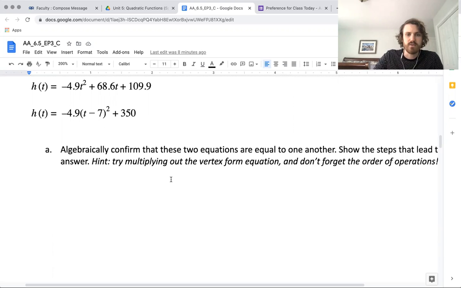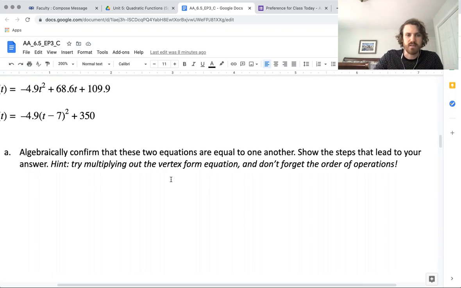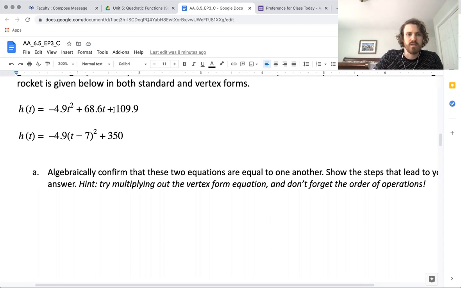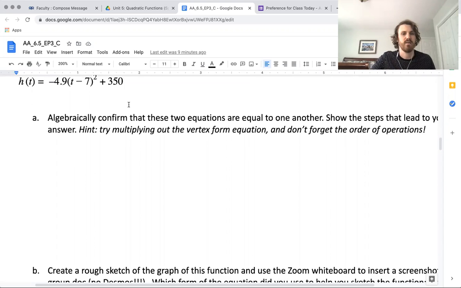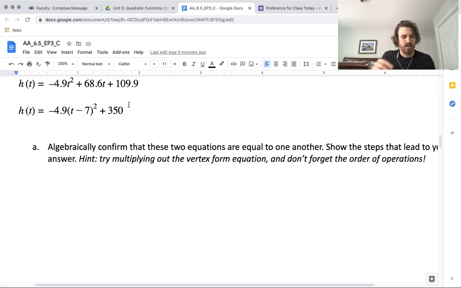Algebraically confirm that these two equations are equal to one another. Show the steps that lead to your answer. So one thing we could do is take the first one and complete the square to get the second one. But probably easier is to take the second one and multiply it out to get the first one. So that's what I'm going to do. I'm going to take the second equation and multiply it out.